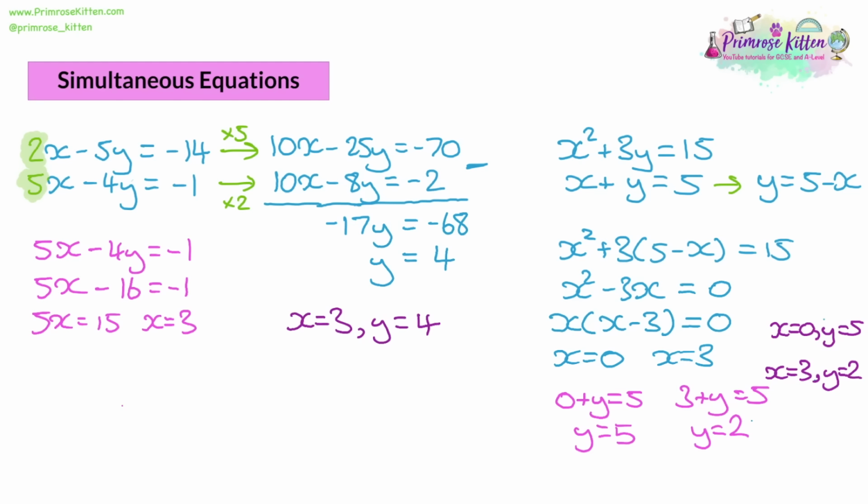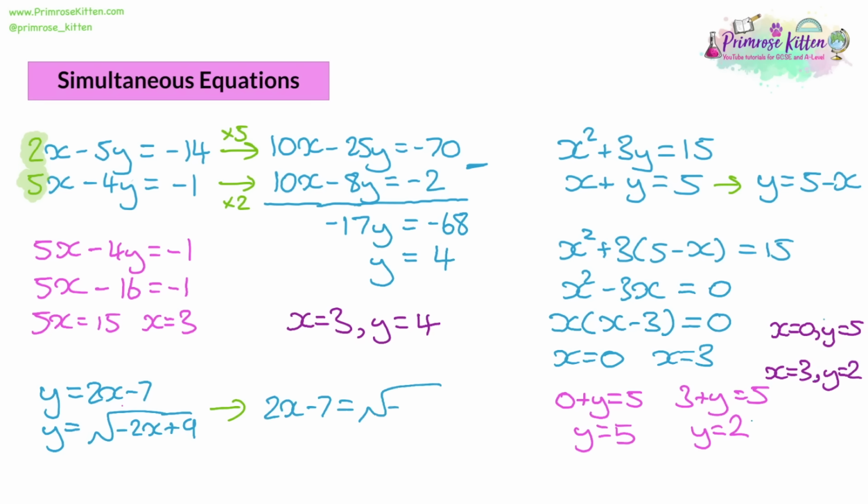The last thing to be aware of is that you can do this as well with kind of line equations. So for example, if we said y is equal to 2x minus 7 and y is equal to the square root of negative 2x plus 9, what we could do with these two is that we could combine them together. They're both equal to y, so we make them equal to each other. And that would give us 2x minus 7 is equal to the square root of negative 2x plus 9.